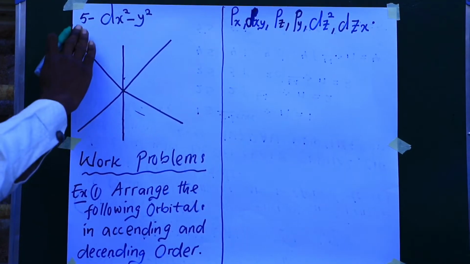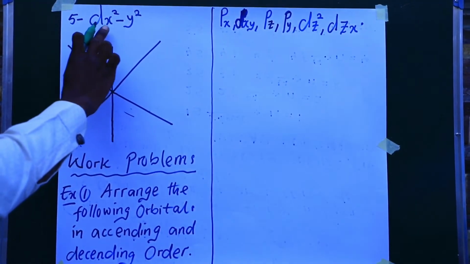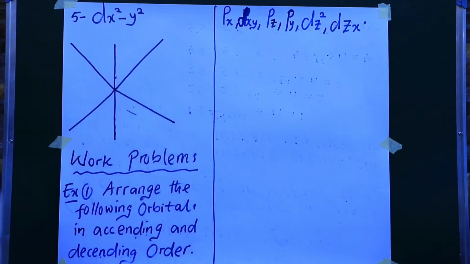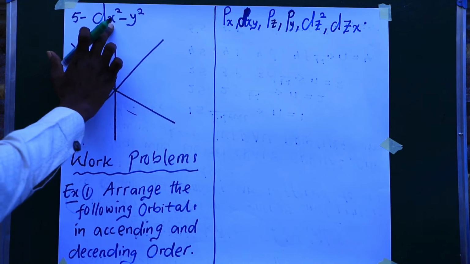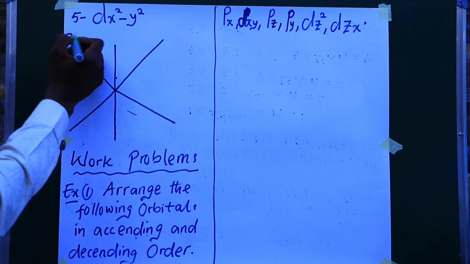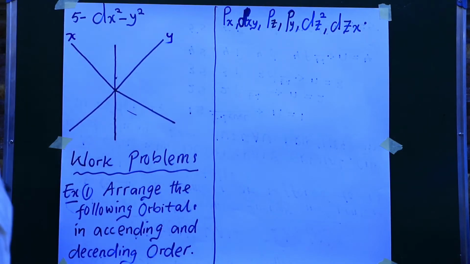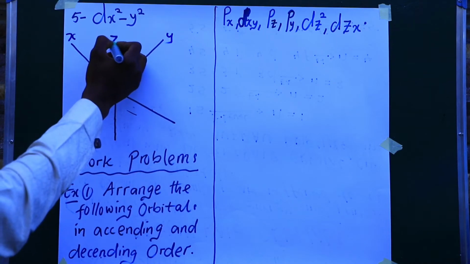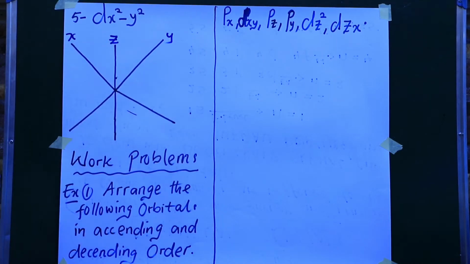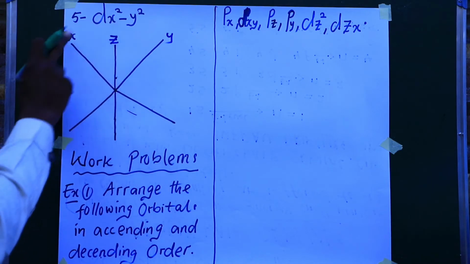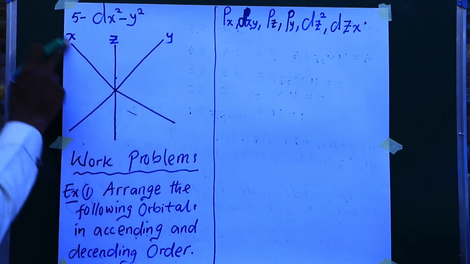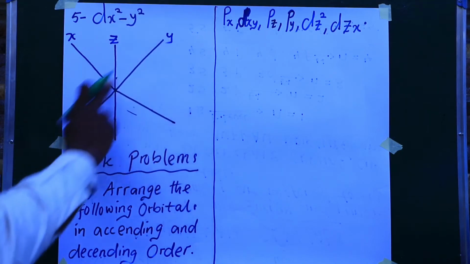Number 5 is dx square minus y square. Always dx square minus y square is written on the top two planes. Then x here and y here. Then the missing variable z here. So this x square, we are going to draw it under the x-axis, and the y square on the y-axis.